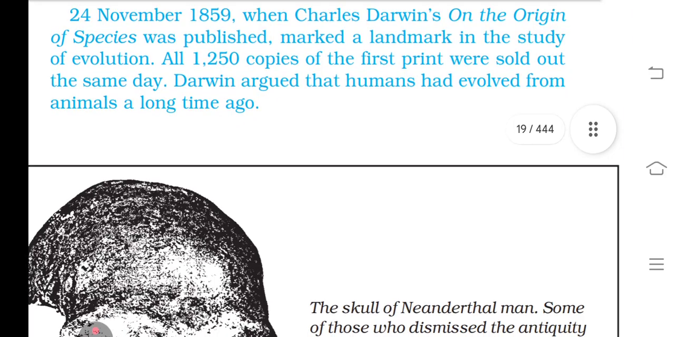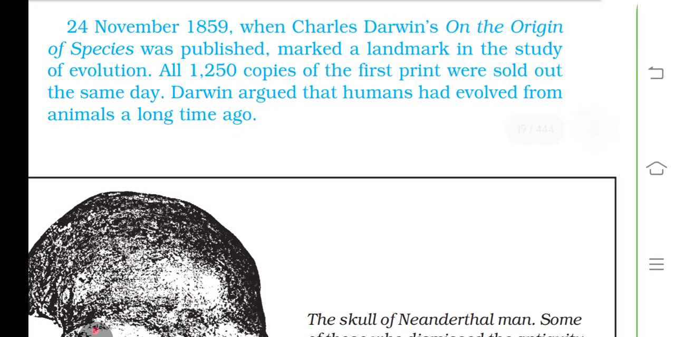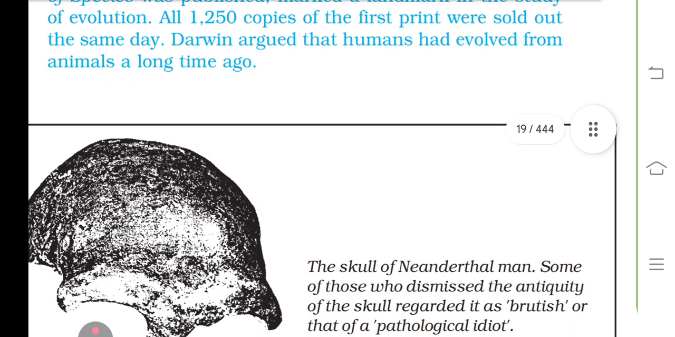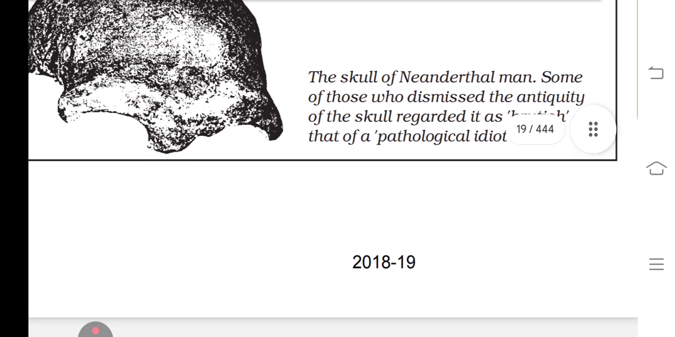On 24 November 1859, Charles Darwin's On the Origin of Species was published, and it marks a landmark in the study of evolution. All 1250 copies of the first print were sold out the same day, and Darwin argued that humans had evolved from animals a long time ago.